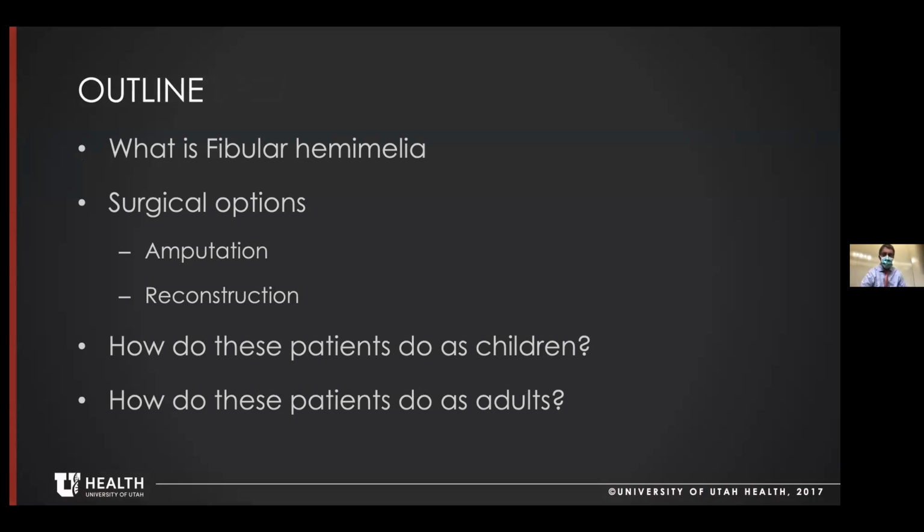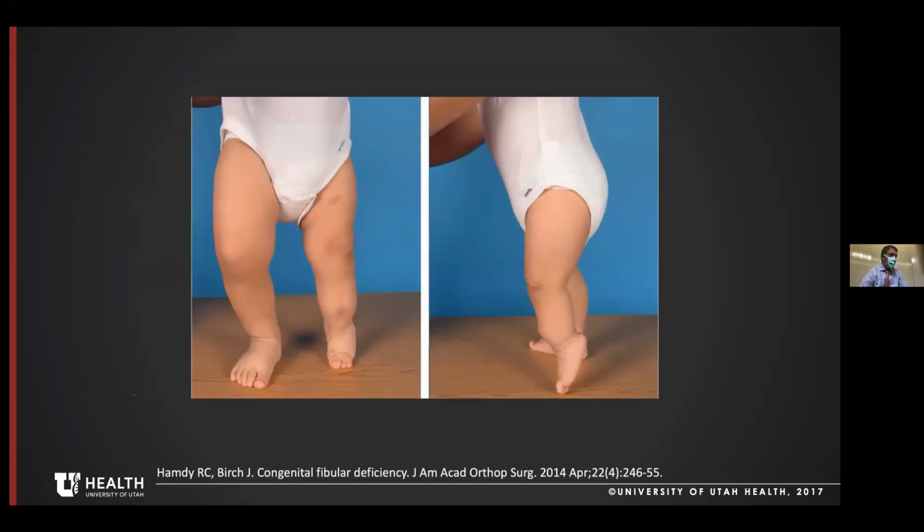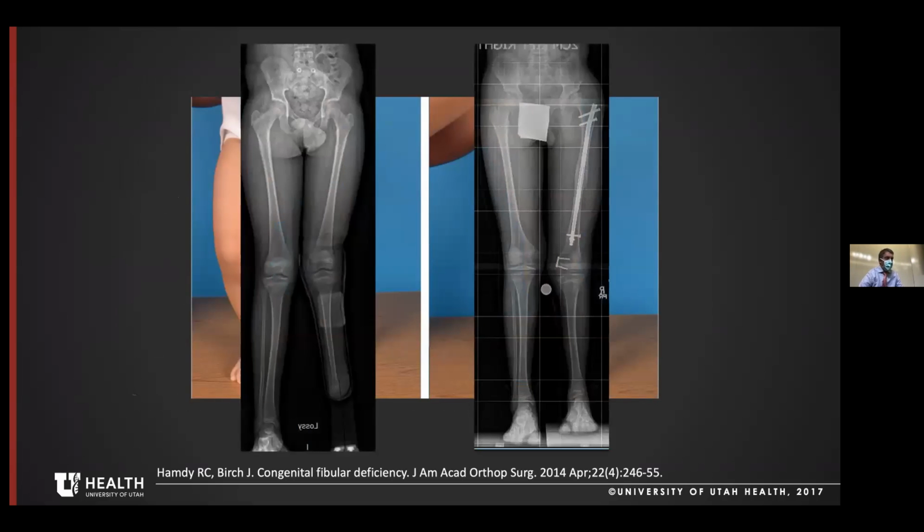We'll talk about the surgical options for treatment, review the studies comparing these treatments to figure out how these patients do as children and as adults. And the real goal for the talk is to describe what happens when a patient like this shows up in the office and to go through the thought process of trying to look into the future for them to see what their life would be like with an amputation versus limb reconstruction.